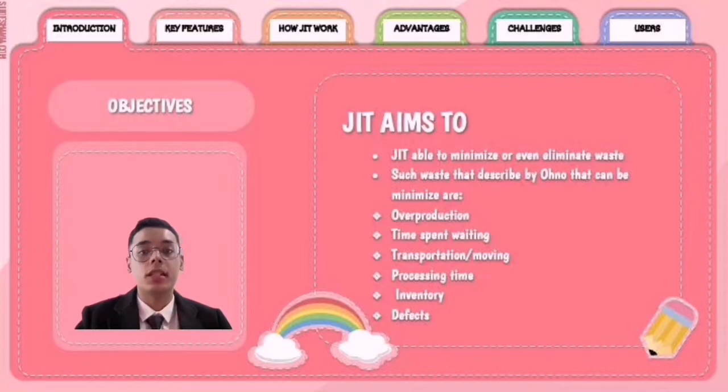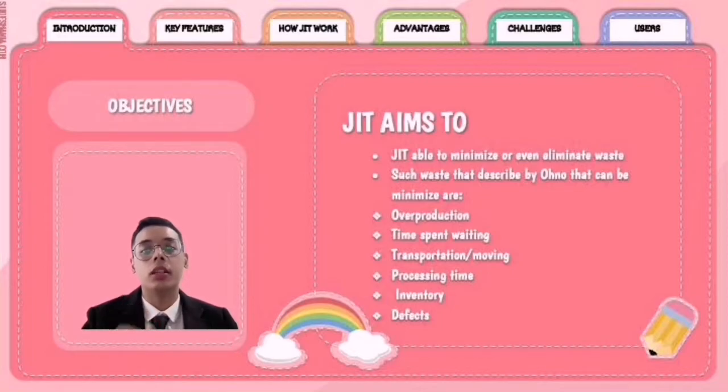Second last point, which is inventory. Waste associated with keeping stocks, whereas JIT keeps minimal stocks in the warehouse. Hence it could reduce many holding costs. Last point is defects, which is associated with defective items.